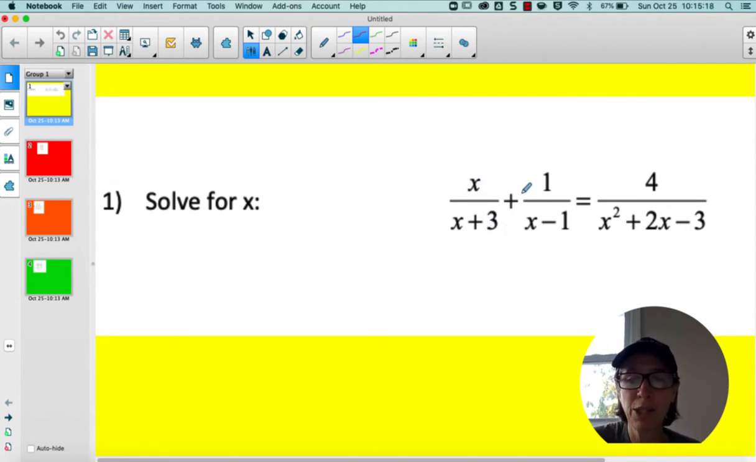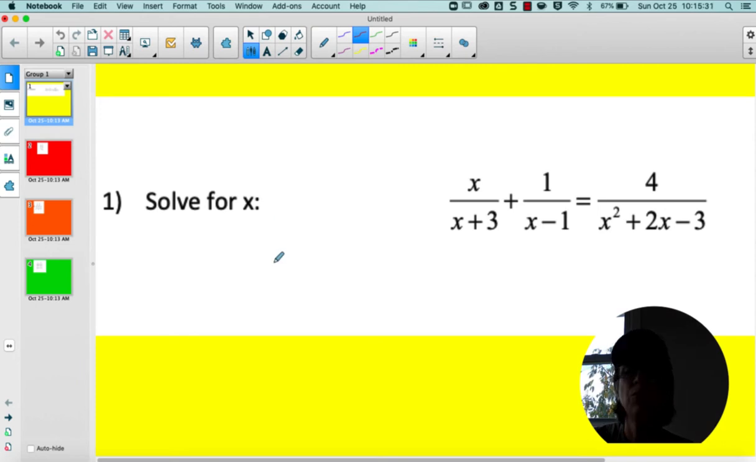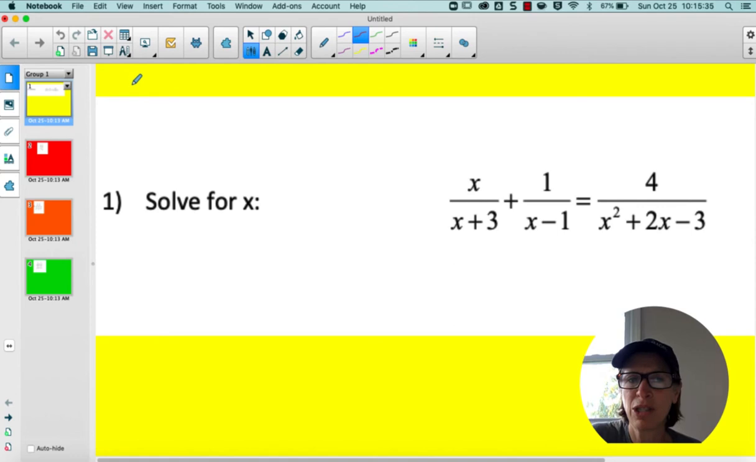You had x over x plus 3 plus 1 over x minus 1 equals 4 over x squared plus 2x minus 3. So first I would identify it's an equation. And then I would say, what type of an equation is it? It's rational, which means that I have some domain restrictions. We refer to those in equations. You could refer to them as a restricted value or your domain.